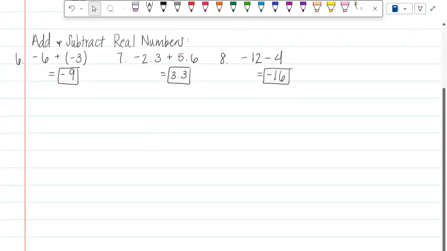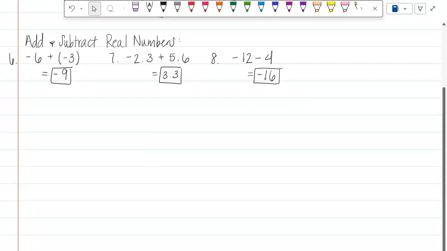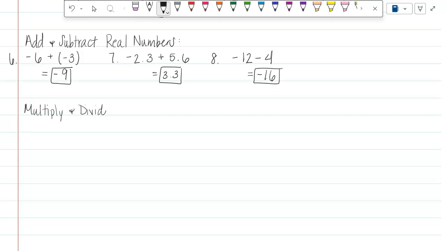Next up, we're going to go over multiplying and dividing real numbers. So again, this whole first part is real number operations. So we're going to multiply and divide real numbers.